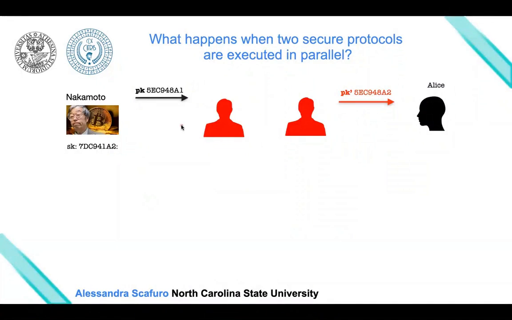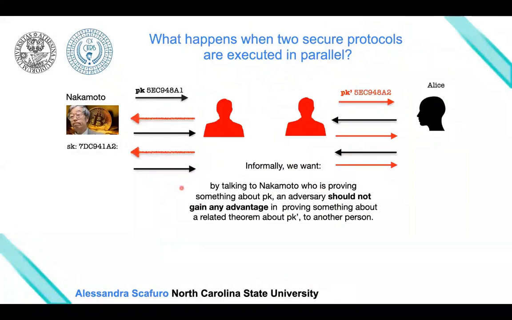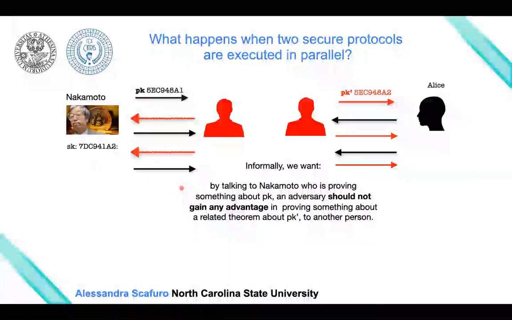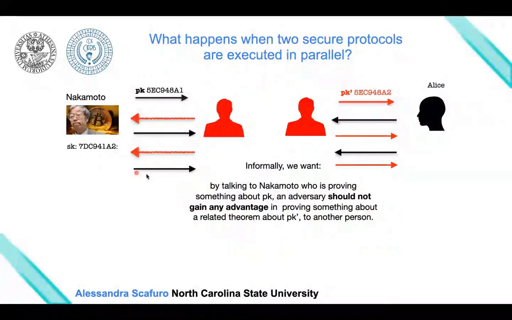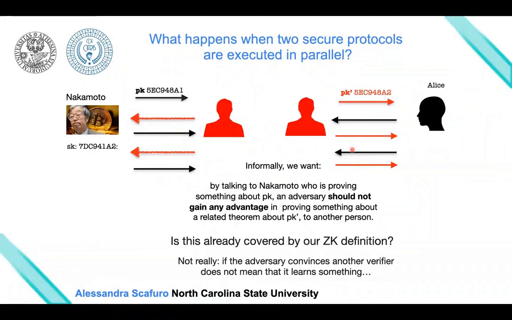Now, what can we say about the security of those two protocols? Informally, we would like to say that if the protocol on the left is zero knowledge, then the adversary should not gain any information by running on the left that helps with the protocol on the right. That's what we would like to say. And now the question is, is this true?